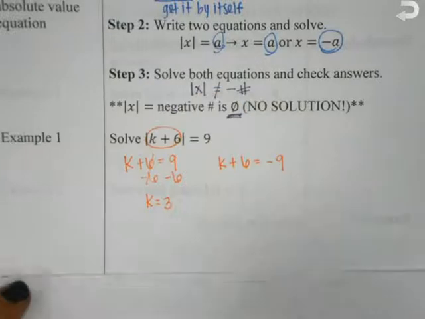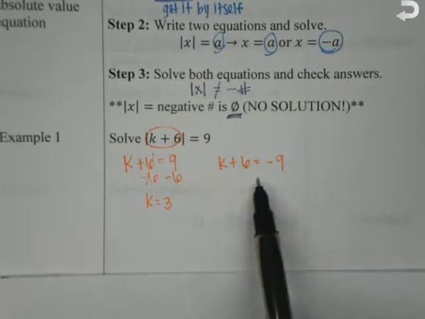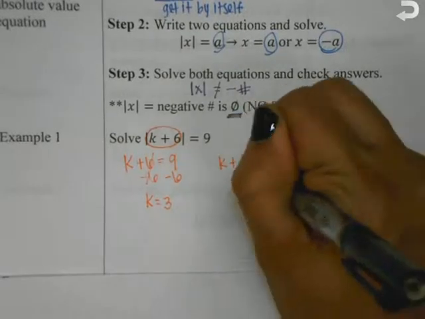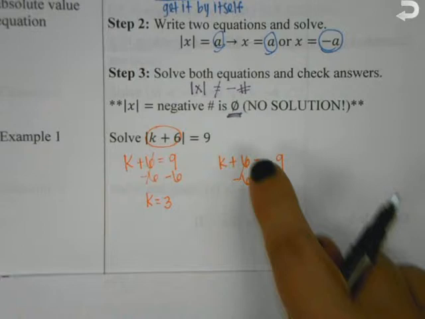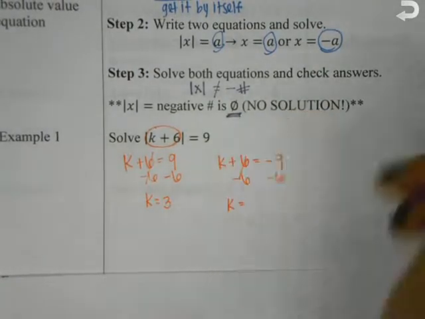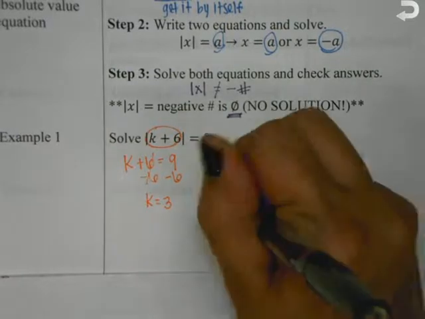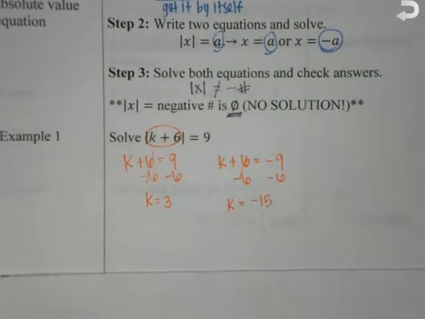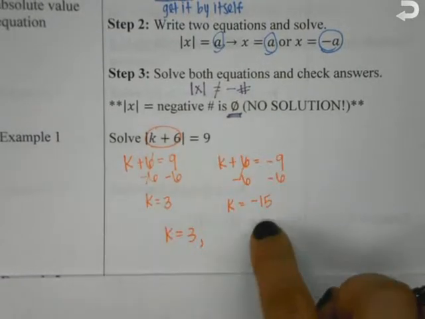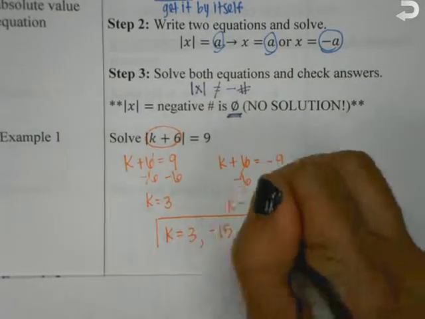And then I'm actually going to do the exact same thing on this side. So I'm going to subtract 6 from both sides. 6 minus 6 gives me 0, so I get k equals... What's negative 9 minus 6? Good, negative 15. So I have as my answer k equals 3 and negative 15. And then make sure you put a box or a circle or a highlight around your answer so I know that that's your answer. Okay?